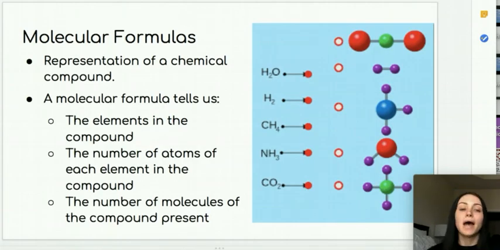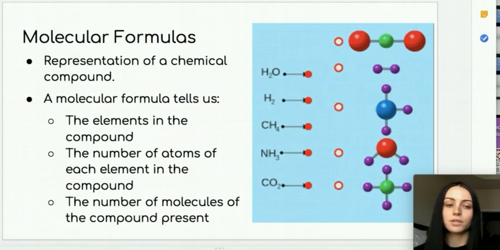Now we're going to look at how we represent compounds using what is called molecular formulas. So just like in math, you've seen a formula before. Well, to represent a molecule, we also have formulas to do so. We call those molecular formulas, and they are simply a way of representing the chemical compound. In a compound's molecular formula, it tells us a lot of important information that we will need to know about that compound. First, being the elements in the compound.